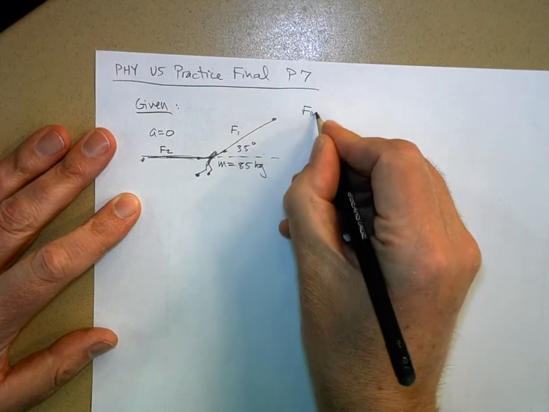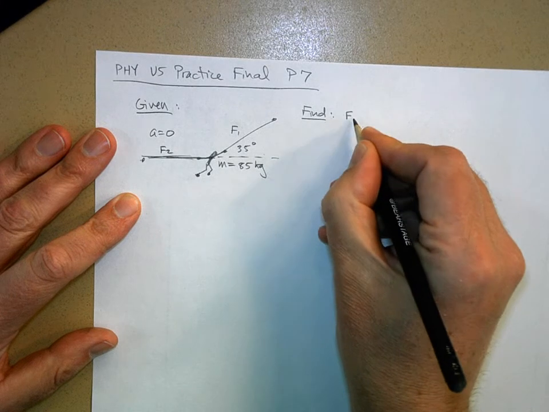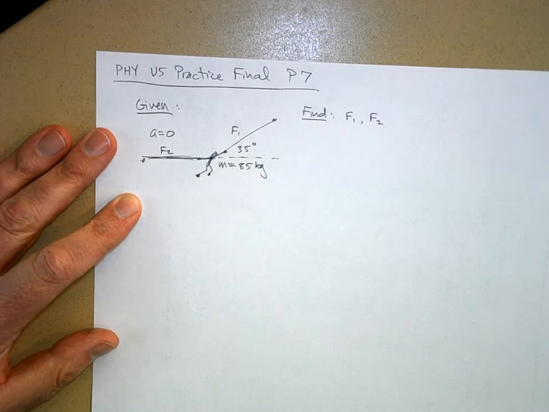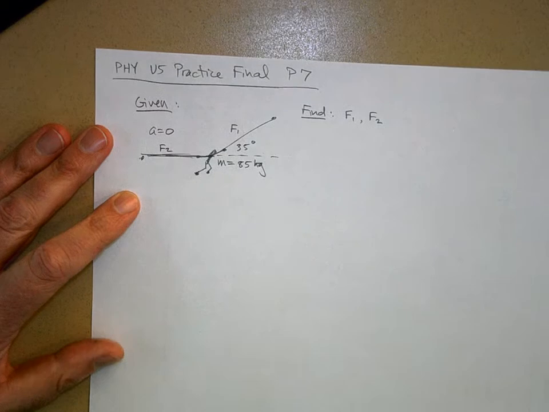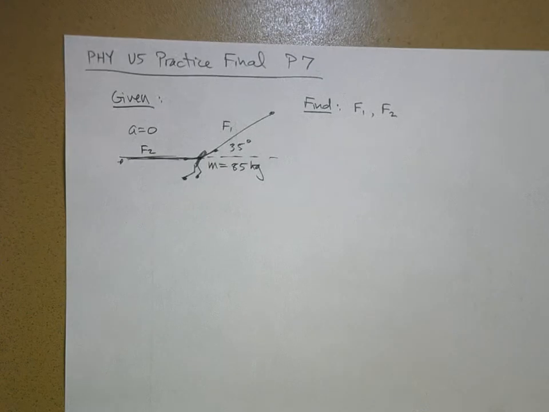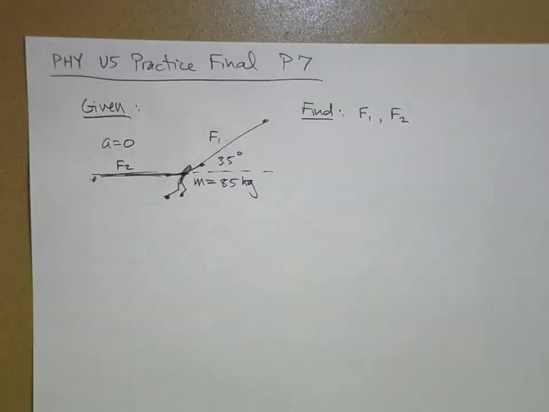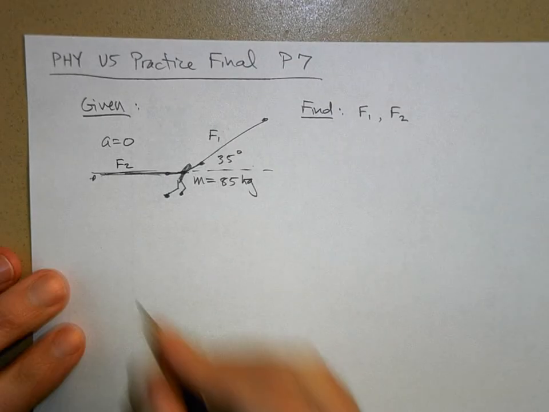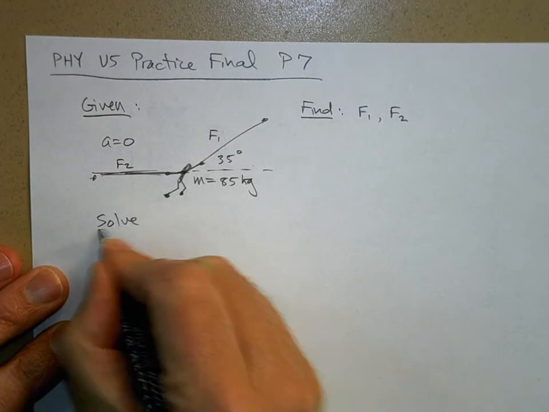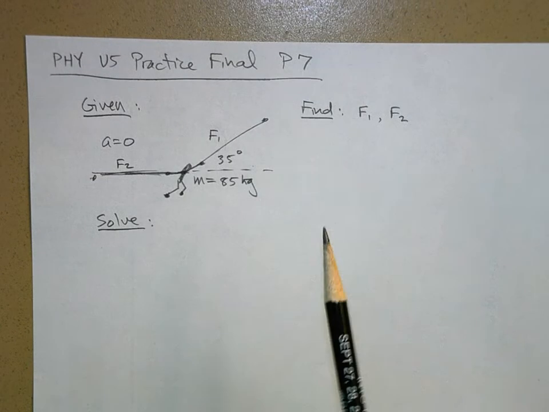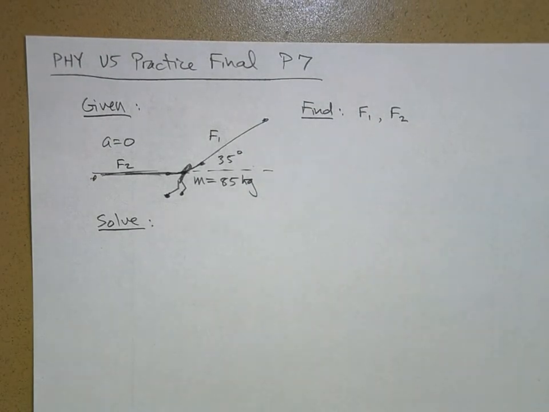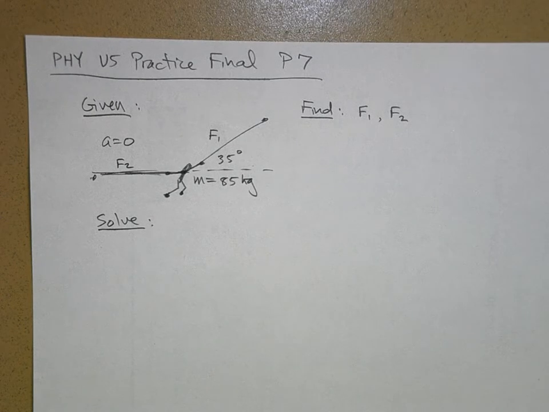And what are we trying to find? F1 and F2. I'm trying to find the forces in those spider webs. And now solve. Now, on the test, if you do this, you've got 1 point. If you don't do this, though, you've lost a point. So make sure on the test, when I say use a procedure, you set it up with given, find, and solve.